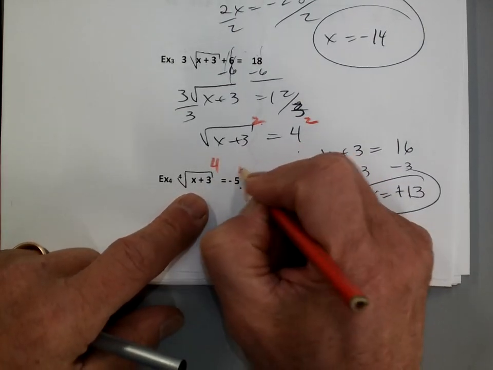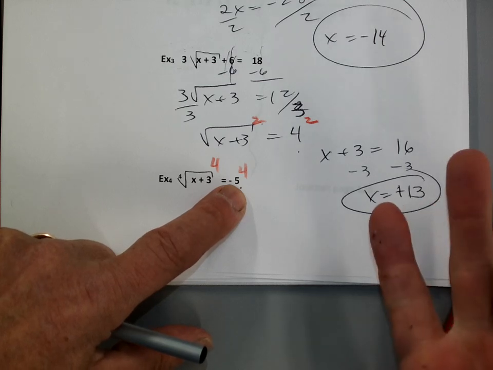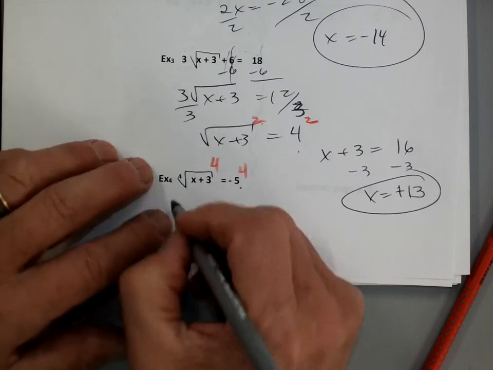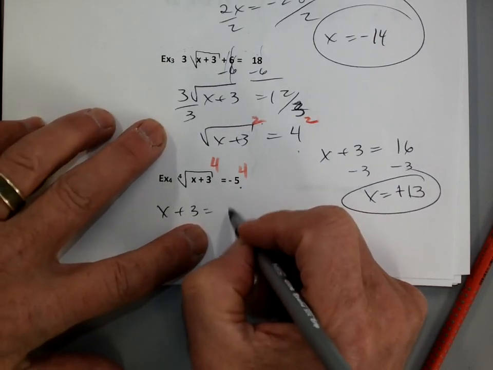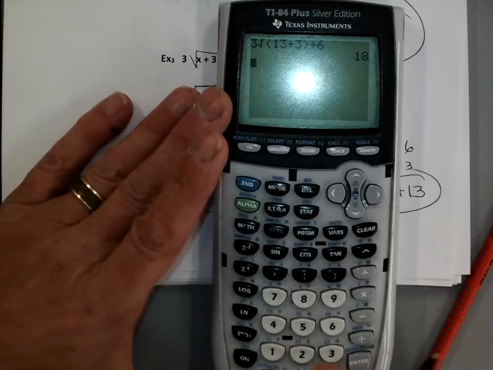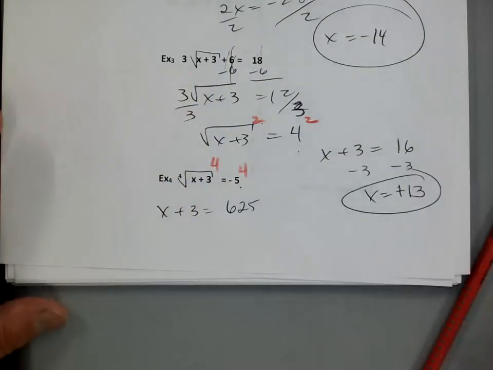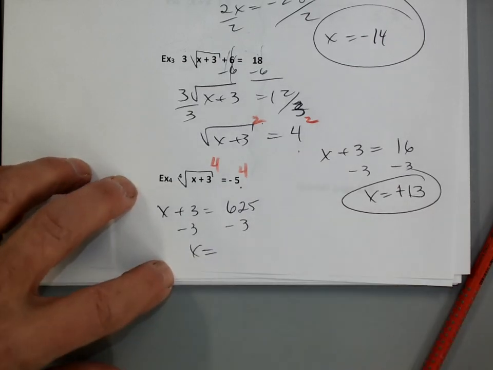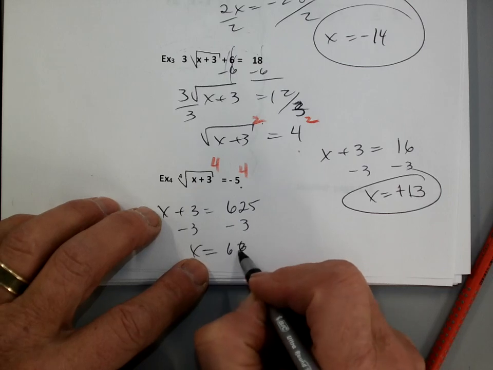Fourth root. So let's see, negative 5 times negative 5 is positive 25, times negative 5 is negative 125, times another one is positive 625. So I've got x plus 3 equals positive 625. That is negative 5 to the fourth power. Okay, now, minus 3, I've got x equals, well, minus 3 is 622. Now, you'd think that's the right answer, 622, my bad.